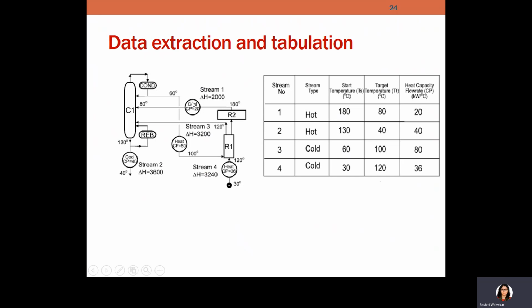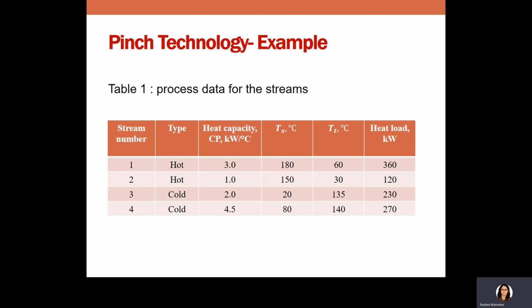So to reduce the temperature, we are using a cooler. And the heat capacity flow rate for this is 20. So we write down all this information in a table form. Hot streams are those which are being cooled and cold streams are those which are being heated up. Once you tabulate all your temperatures for hot and cold streams, calculate your enthalpy or the heat load. That is delta T multiplied by the CP: 180 minus 60 times 3. You get 360. So you calculate similarly for all your process streams.